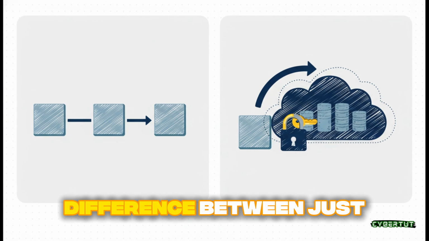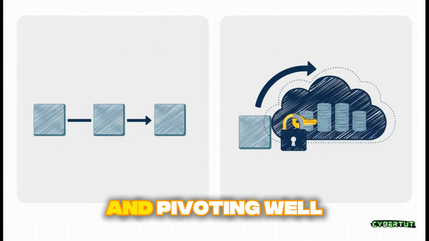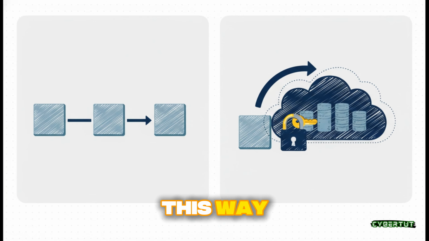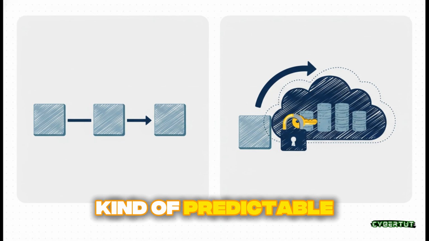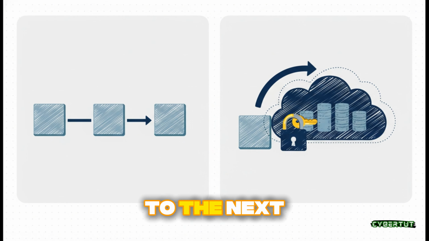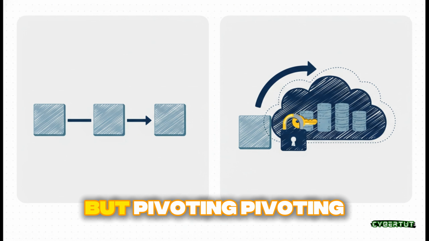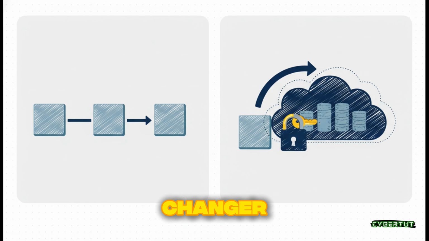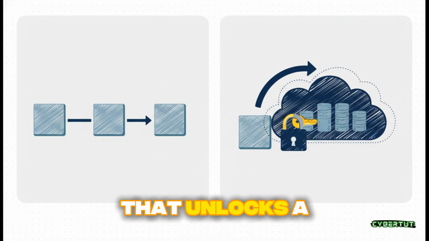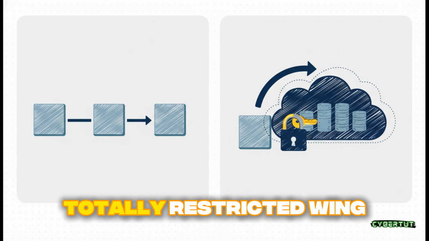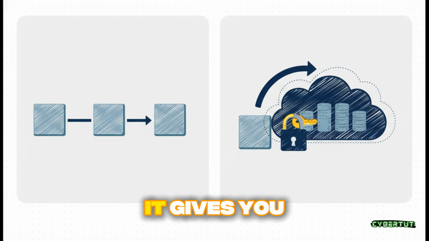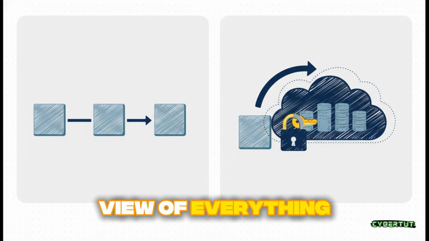So, what's the difference between just moving around and pivoting? Well, think of it this way. Lateral movement is kind of predictable. It's like moving from one cubicle to the next on the same floor of an office. But pivoting is a game changer. That's like finding a master keycard in one of those cubicles that unlocks a door to a completely new, totally restricted wing of the building. It gives you a whole new view of everything.